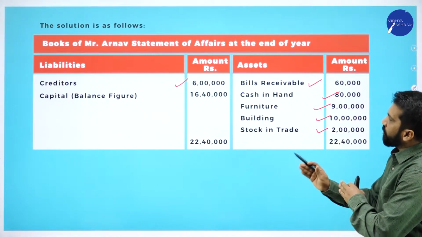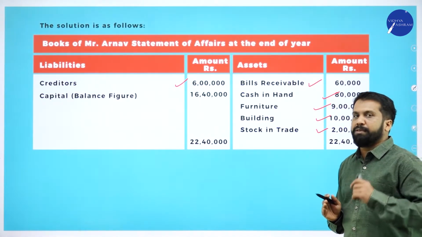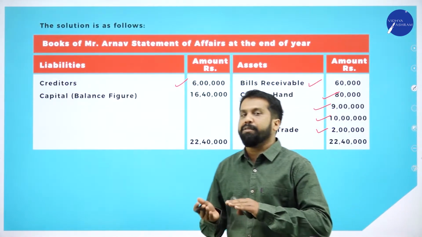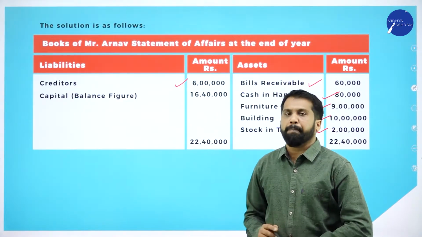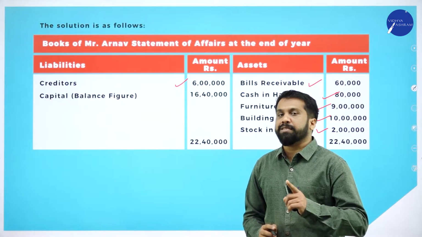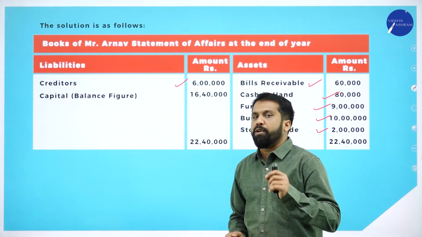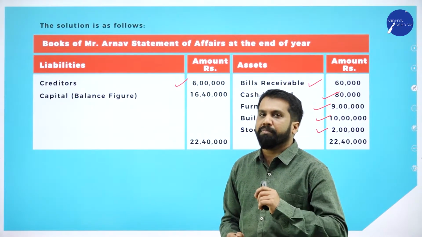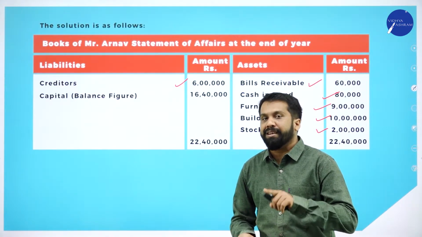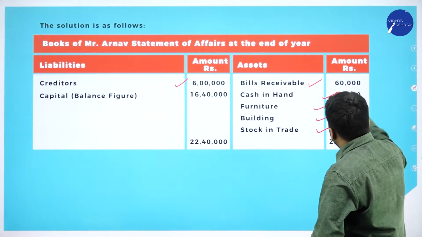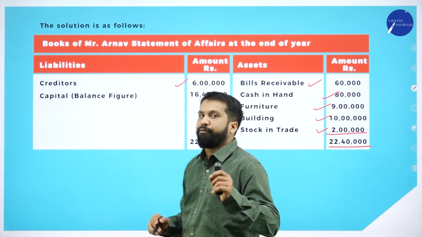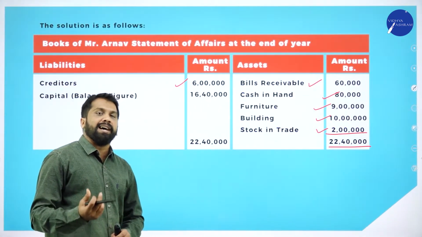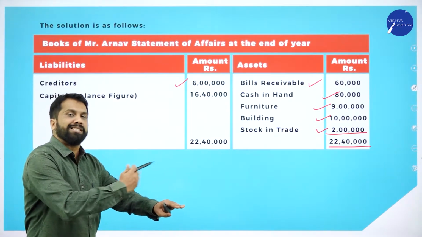Now, which side is higher? Always remember your asset side will be more. Why? Because you are finding out your capital. Capital always comes under liability. If you want to find out capital, your asset side must be higher. Now, the total of all the assets, you will get 22,40,000. The higher value should be written on both sides.